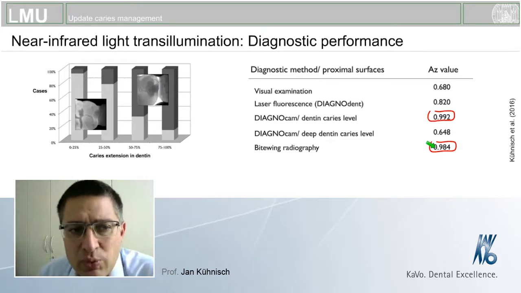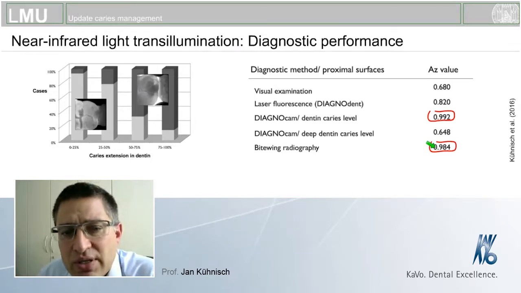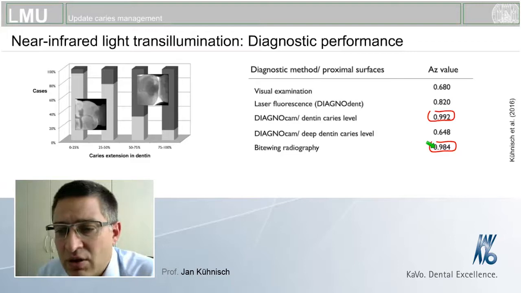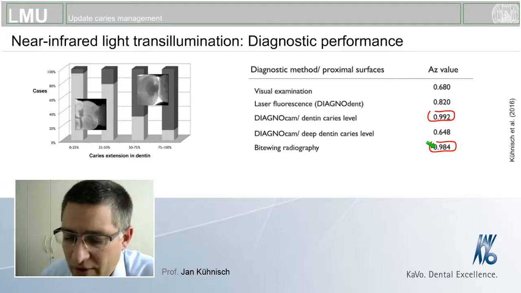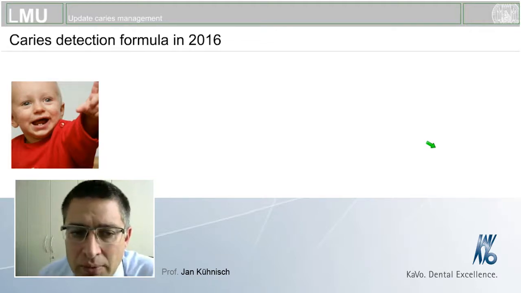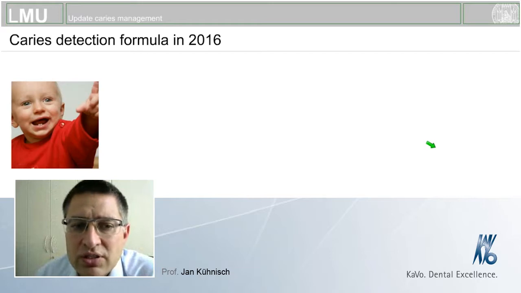The point is that we cannot see the pulp with this device. It means an accurate, precise assessment of the caries extension is not possible with this device. For that reason, we will need the bite-wing radiograph in case of any suspect findings. And this is resulting in our today's recommendation to use diagnostic devices.